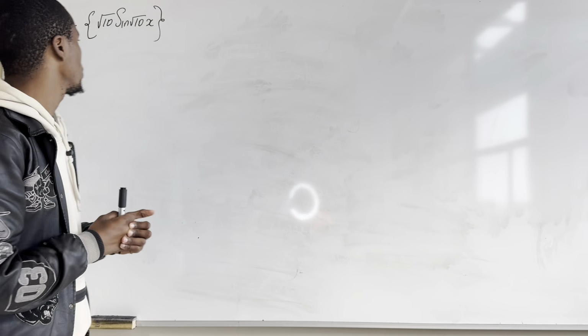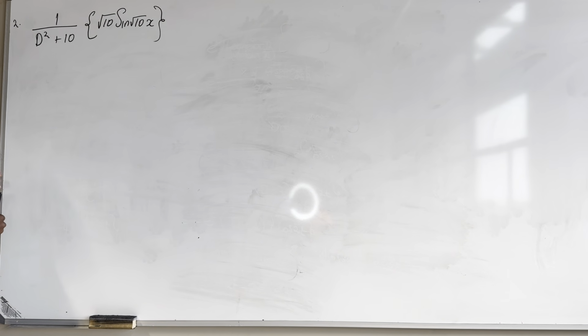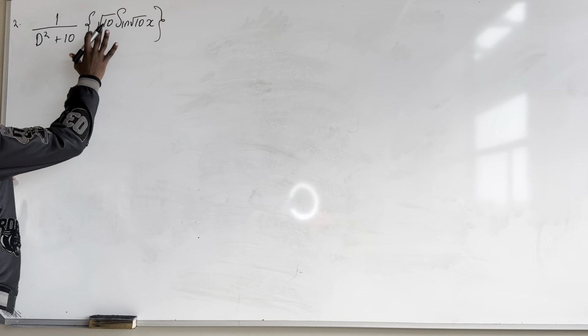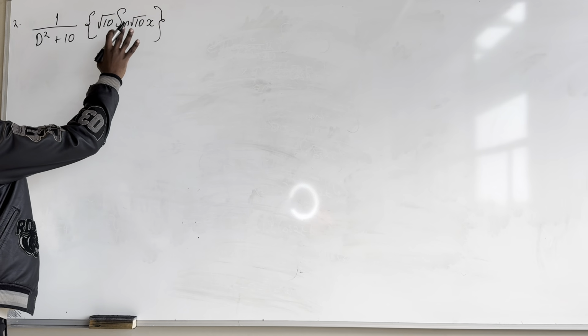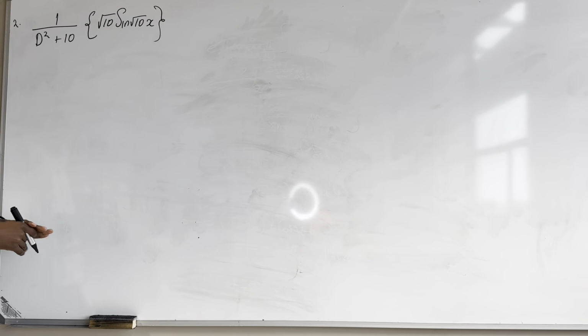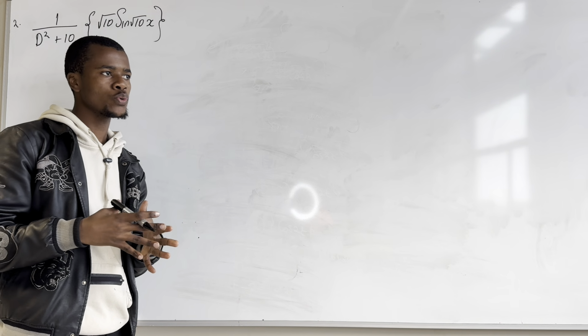So on number 2, we are given 1 over d squared plus 10 operating on sine root of 10 x. Okay, so how do we approach this problem?